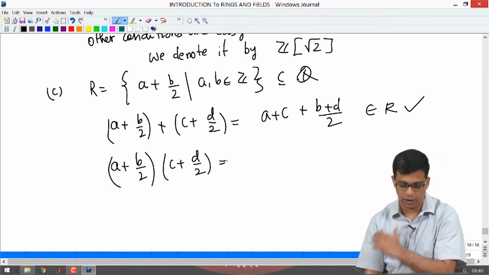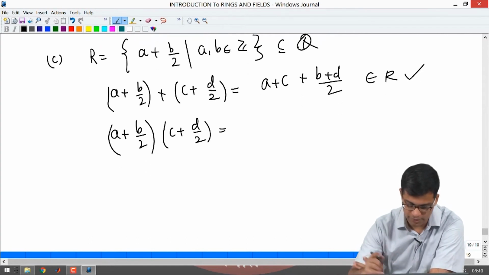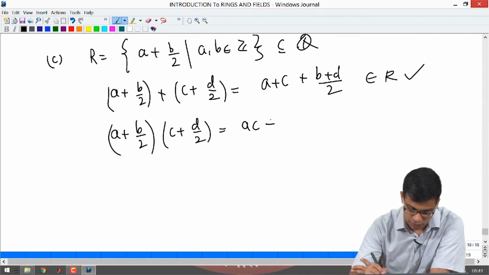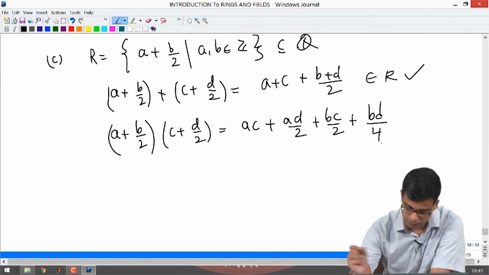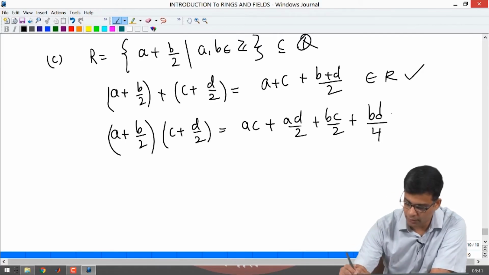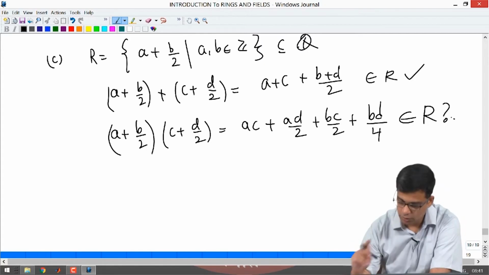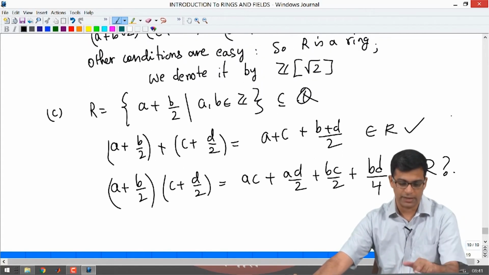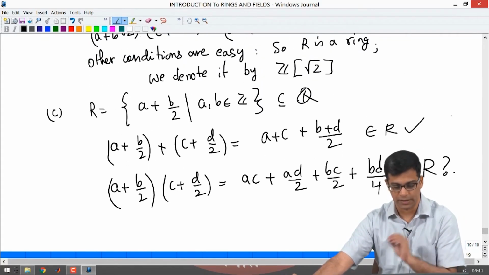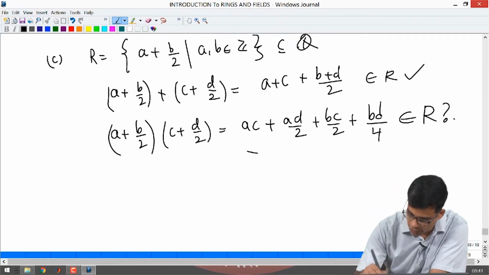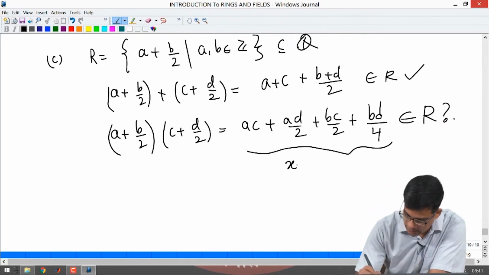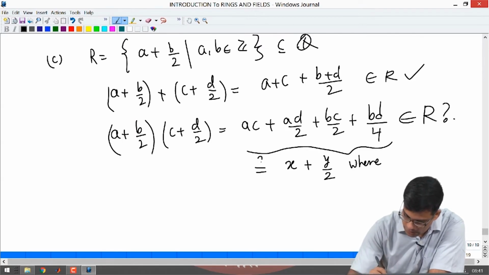Okay. So, now actually we will run into some problems, because if you multiply these you get AC, AD by 2, BC by 2, so far no problem, but the next term will be BD by 4, right. Now, is this an element of R? Can you write this as a plus something, an integer plus another integer divided by 2? So, can this be written as some x plus y by 2, where x and y are integers?